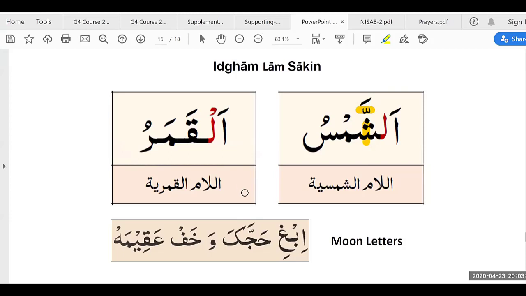And we also discussed the sun letters and the moon letters. So there are 14 moon letters and 14 sun letters. And we have covered this before as well. There is an easy way to remember these letters, and you can remember them by memorizing this phrase.